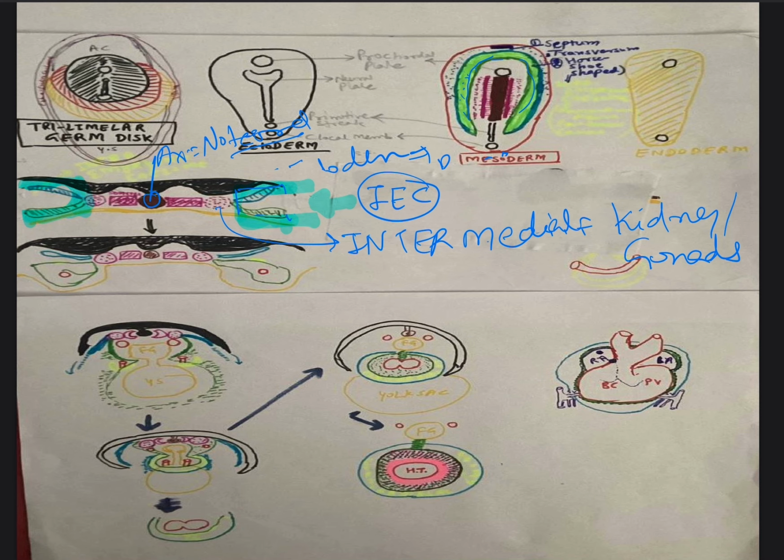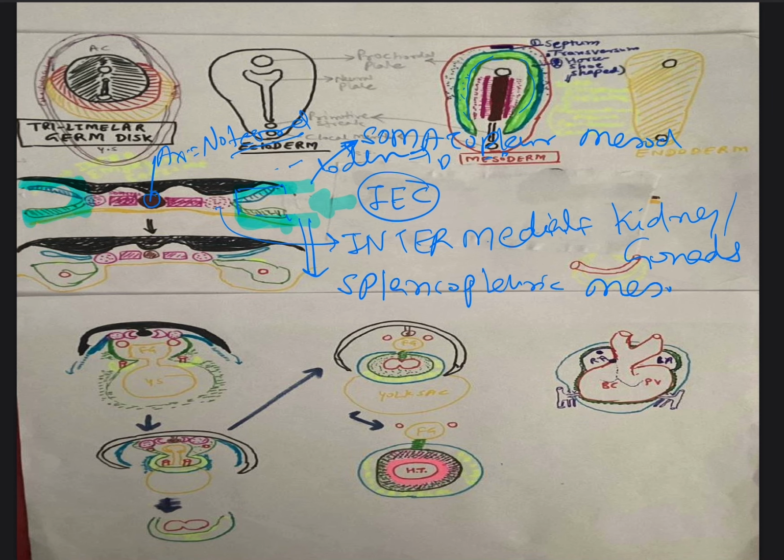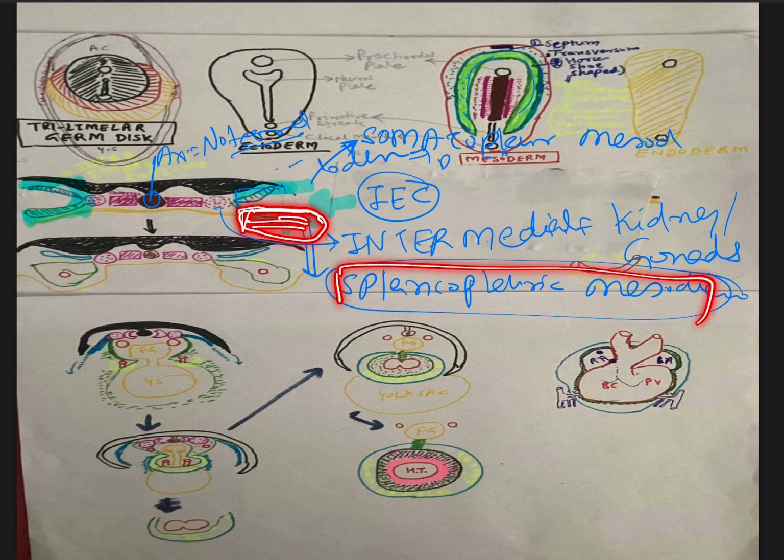The part of mesoderm which is towards ectoderm is known as somatopleure mesoderm. Simple. And the part of mesoderm which is toward endoderm is now known as splanchnopleuric mesoderm. So our area of focus is this part of lateral plate mesoderm, splanchnopleuric mesoderm, and how it forms the heart tube and other vascular parts.